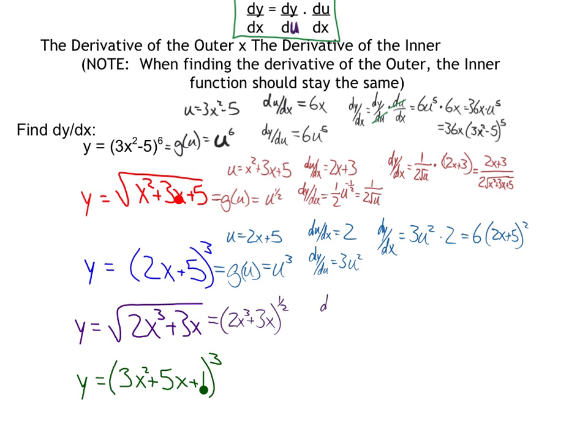U to the 1/2. Okay, so if I want dy/dx, I need to take the derivative of that outer function. If I have something to the 1/2, what's the derivative of that? Yeah, it's 1/2 u to the negative 1/2. Now instead of subbing in and out u's, I'm going to leave u there. The u is 2x cubed plus 3x. So it's 1/2 times that to the negative 1/2 power. That's my dy/du.